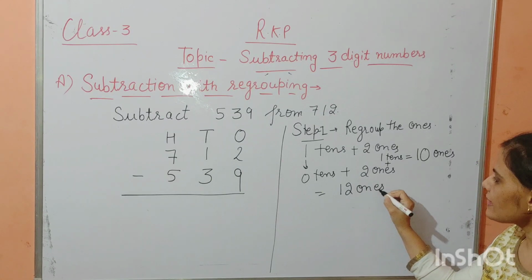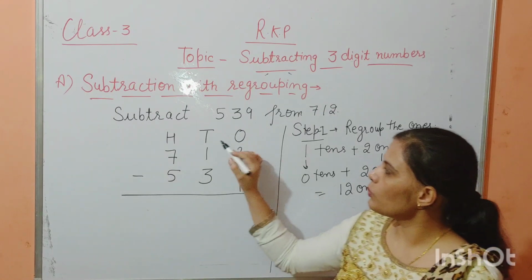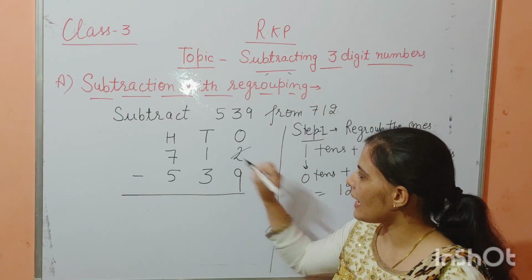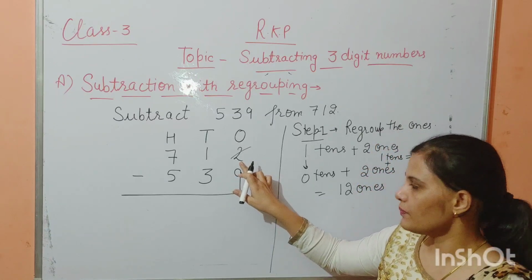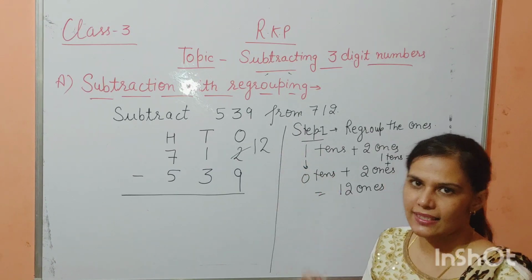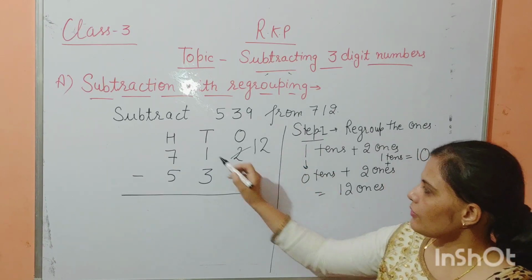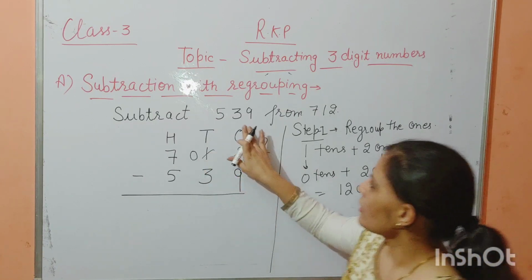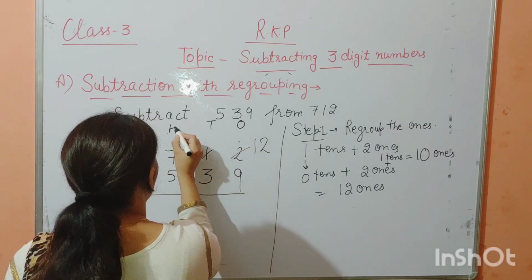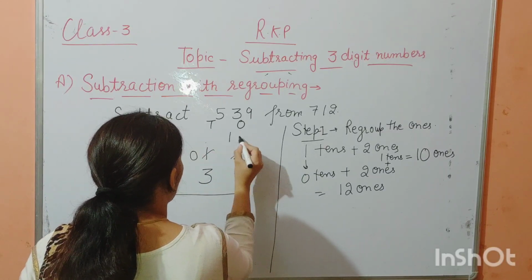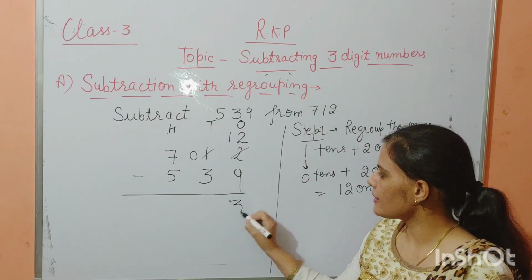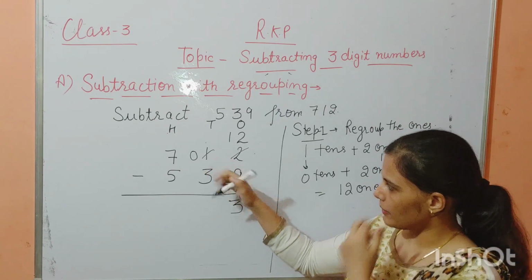This is the reason, students, why when you borrow 1 from the tens place, it becomes 10, and when you add 10 to 2, it becomes 12. Okay, so what is left here? 0. Write ones, tens, hundreds, and write like this. 12 comes here. Now subtract 9 from 12, it will be 3. Now come to the tens place.